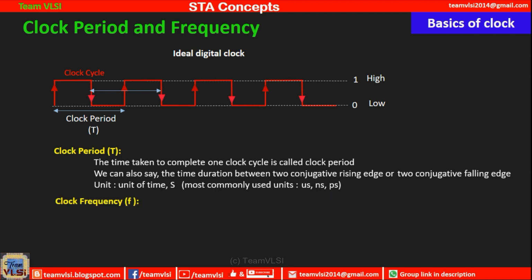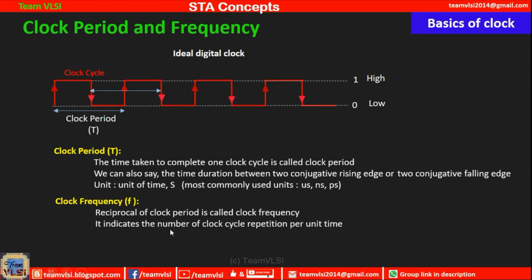Then next, clock frequency. So clock frequency is a reciprocal of clock period. It indicates number of clock cycle repetitions per unit time. So in a unit time, how many clock cycles get repeated, and that is your clock frequency. Or we can mathematically define frequency equal to 1 by time period. So unit will be 1 by time, that is hertz.